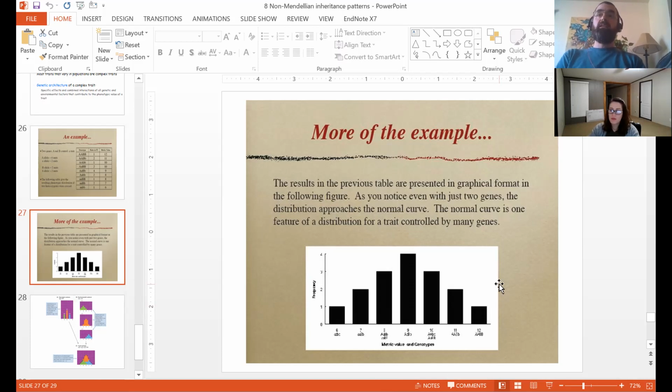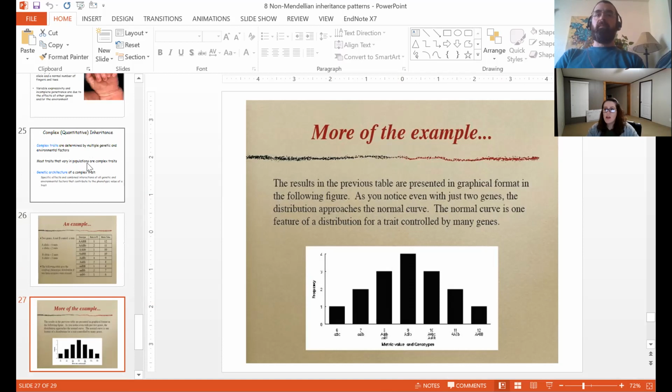So if you see a trait which has phenotypes that cluster in that way, that's almost definitely telling you it's a complex trait. And so, go on. But like, would height be, I guess, factored by the environmental factors?